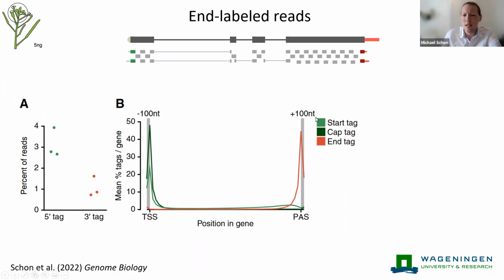Also of note here is that I'm distinguishing between what I call start tags and cap tags. That's because one phenomenon of the template switching event is that if a 7-methylguanosine cap was present at the start of that RNA molecule, that is an indication that it was a full-length, intact RNA molecule.